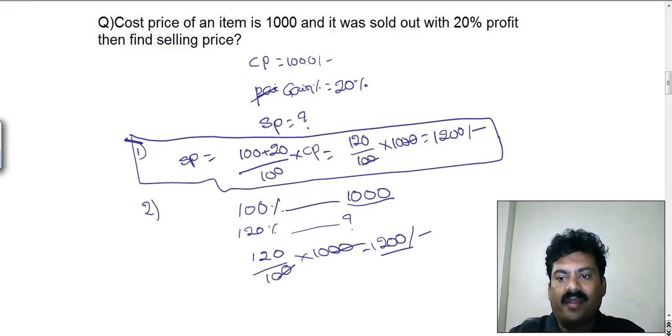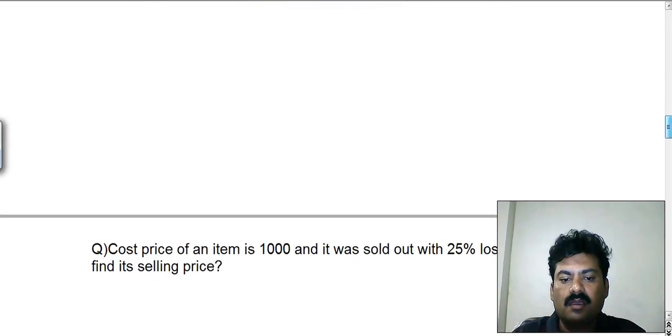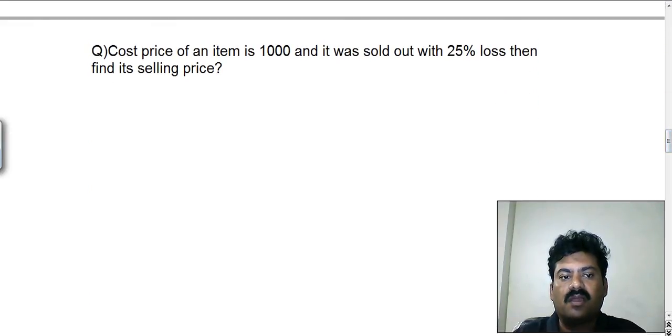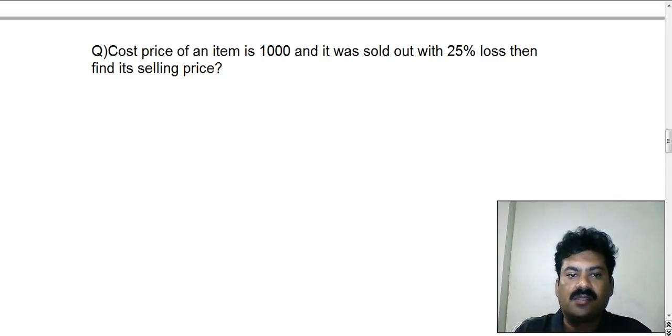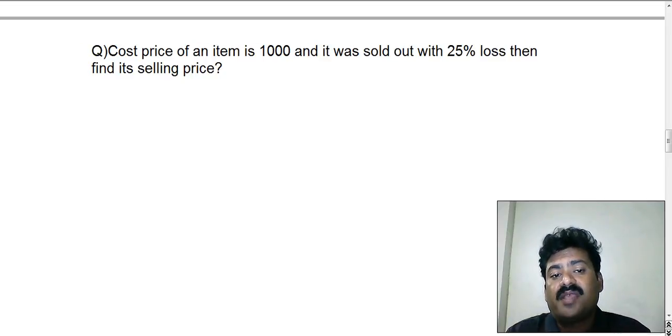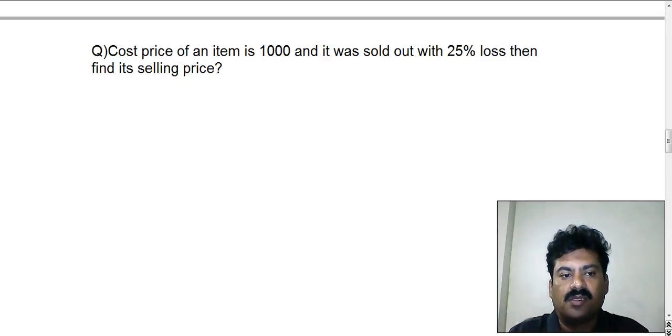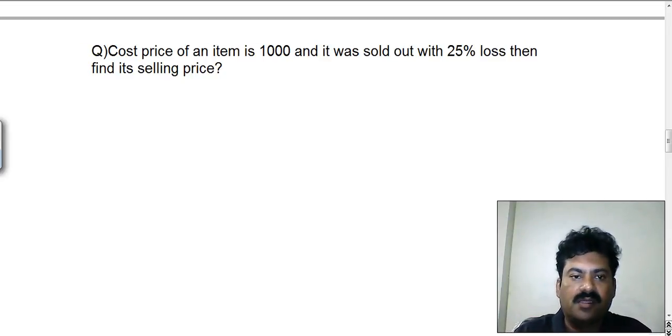Let us go for another example where we take the cost price of an item and there is a loss, then how to find out the selling price? Please look into this example. The cost price of an item is 1000 and it was sold out with 25% loss. Then find its selling price. Here the cost price has been given, and the loss percentage is given as 25%. Then we want to find out the selling price.